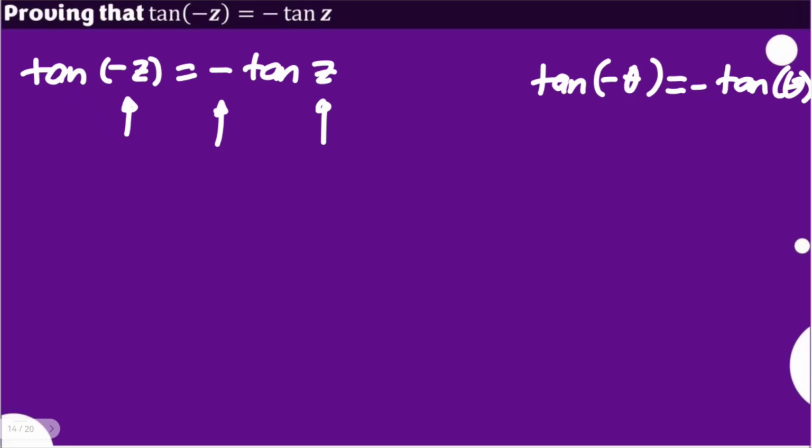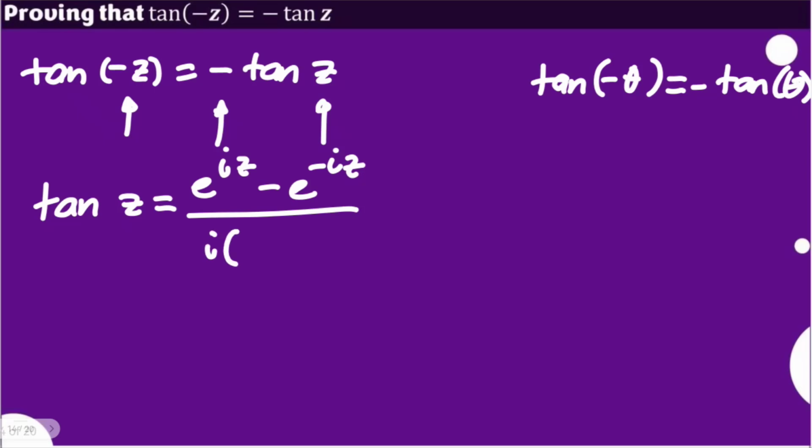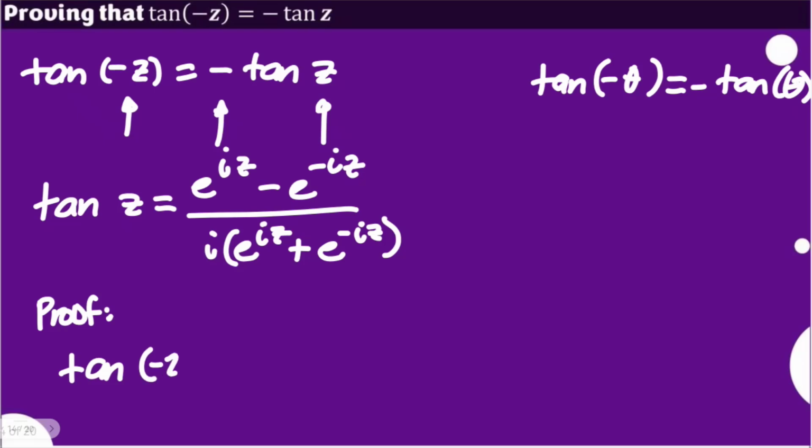So we're going to show using the formula for tangent being e to the power of iz minus e to the power of negative iz over i times e to the power of iz plus e to the power of negative iz. This was tangent. Please don't forget about that. And later on, we're going to show that once we plug in here negative z, it would be the negative of this entire expression. So let's do that step by step.